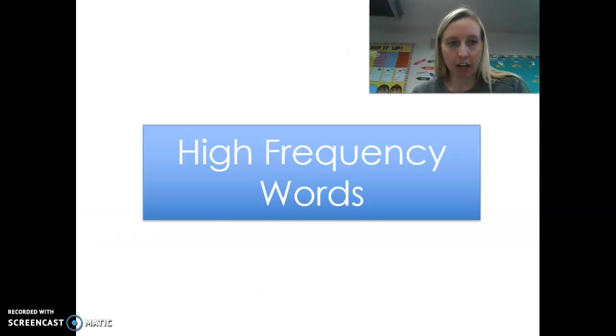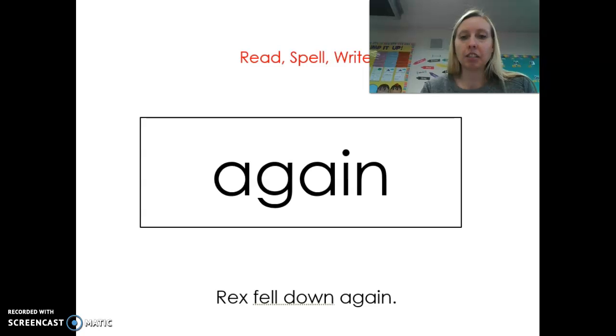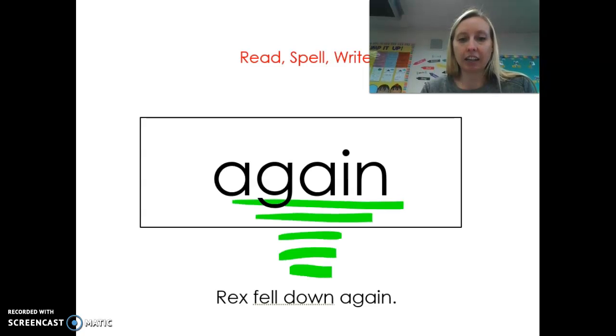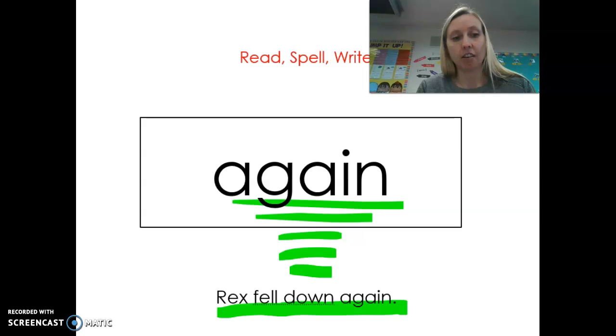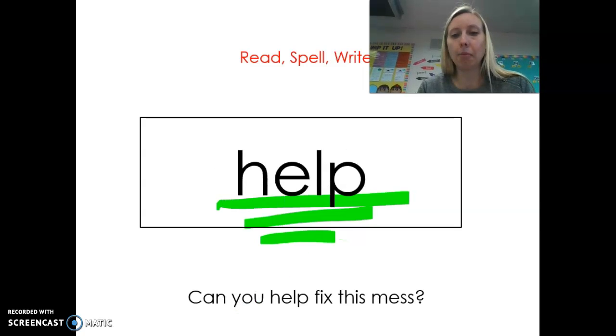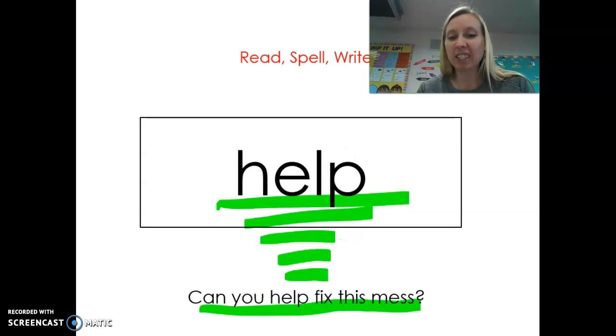Okay, here are our high frequency words. Let's do it 5 times. Again, again, again, again, again. Rex fell down again. Help, help, help, help, help. Can you help fix this mess?